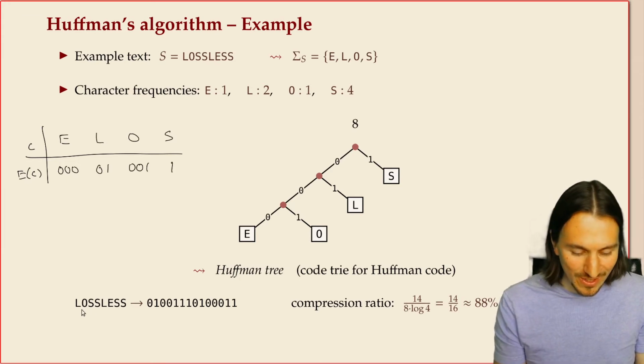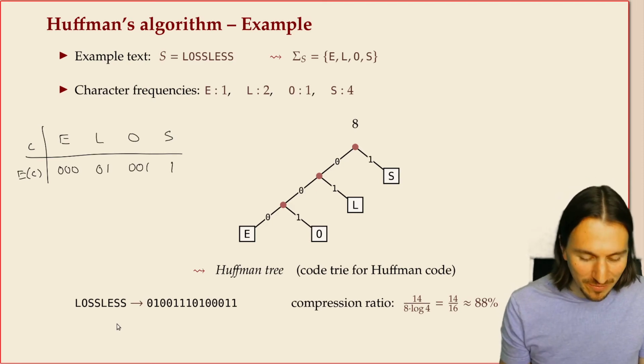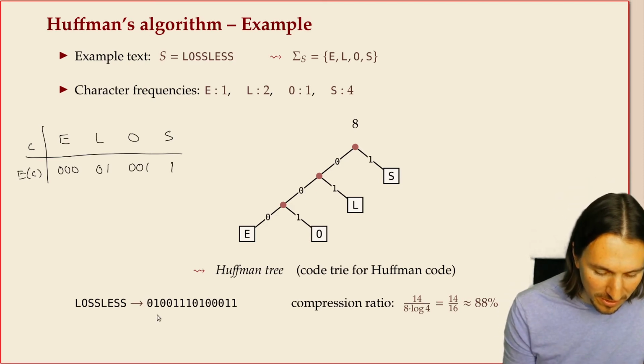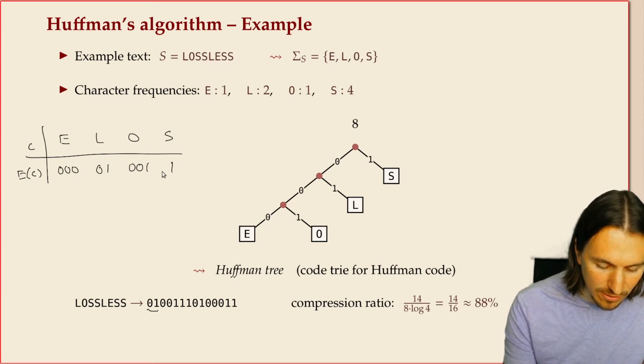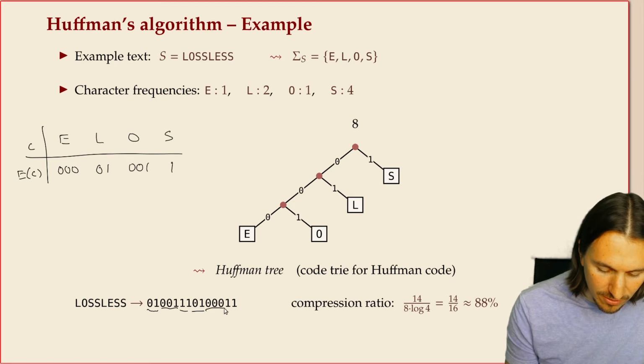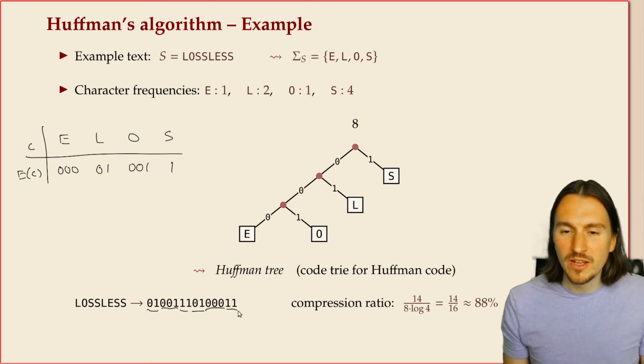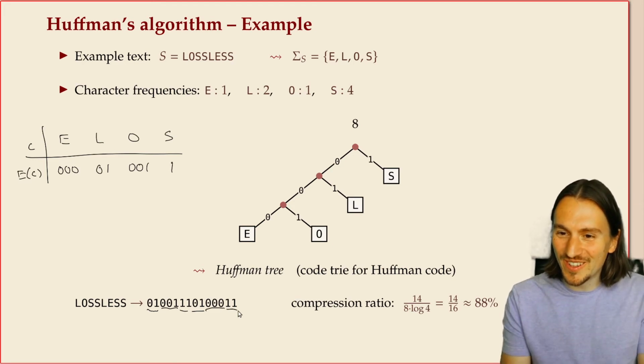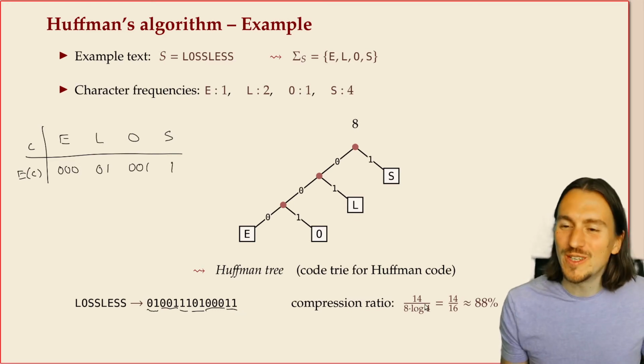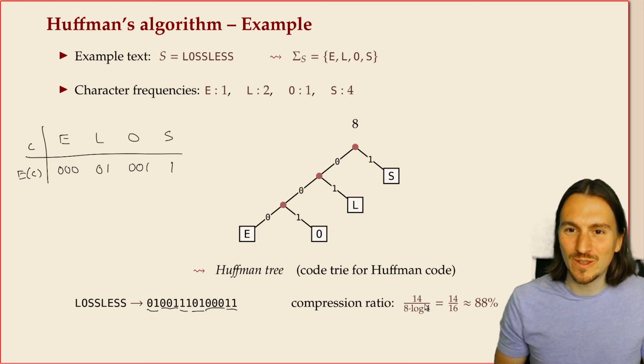Once you've done this, encoding is fairly easy. L is 0, 1, that gives you this. Then comes an O, that's 0, 0, 1. Then come 2 S's, so that's just 2 1s. Then we have another L, so 0, 1, then we have an E, 3 zeros, and 2 more S's. If you correctly count, then you would find that these are 14 bits that we use to represent lossless now.